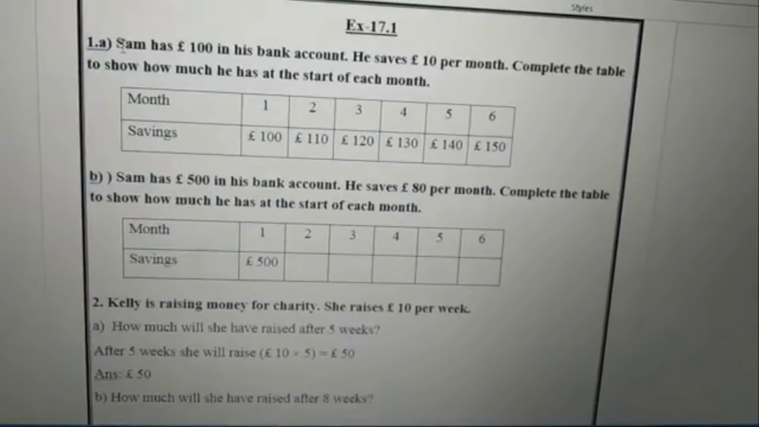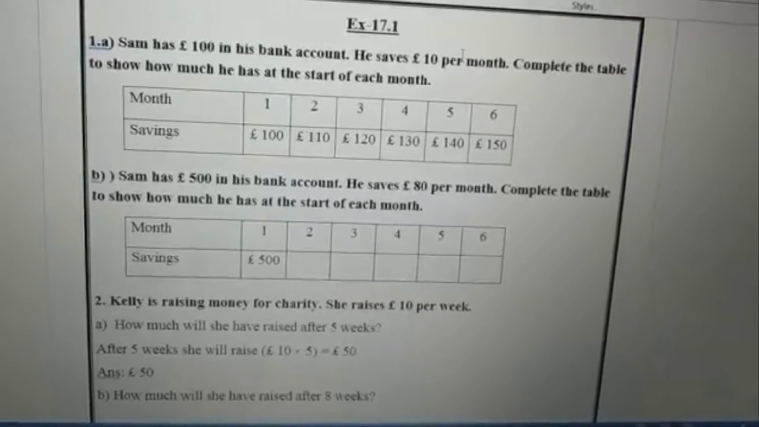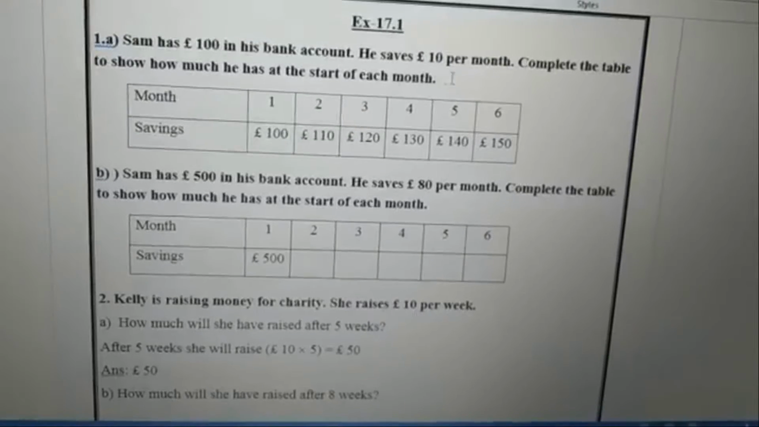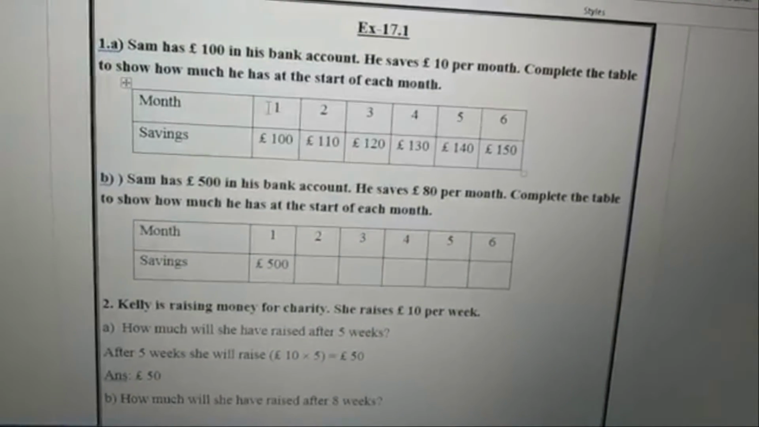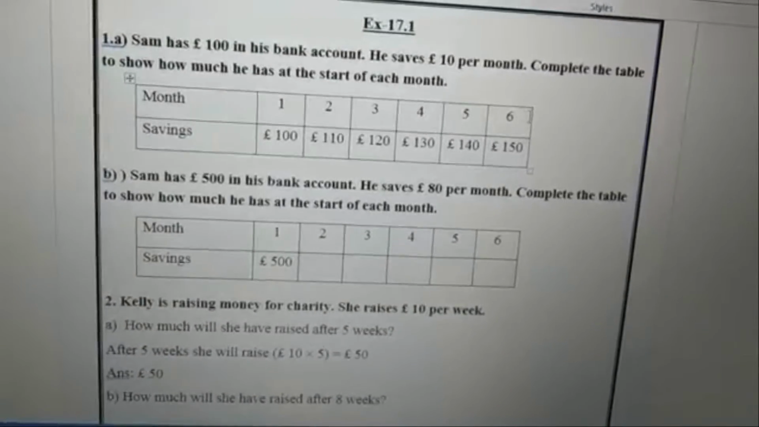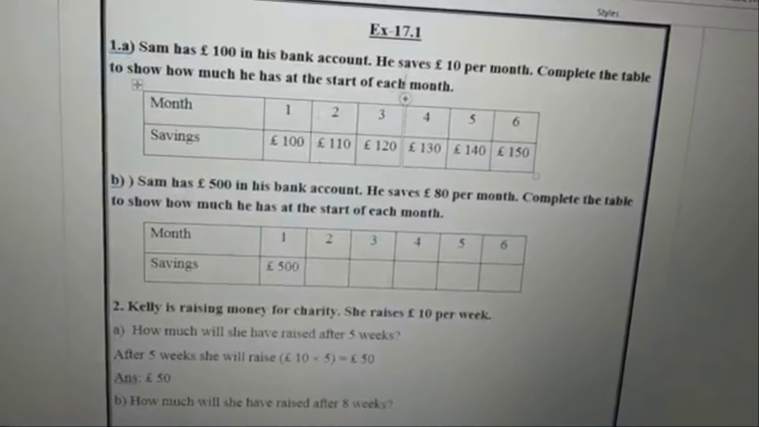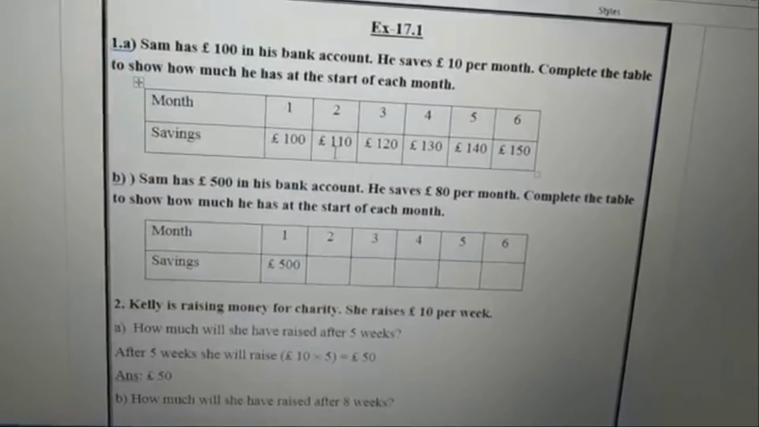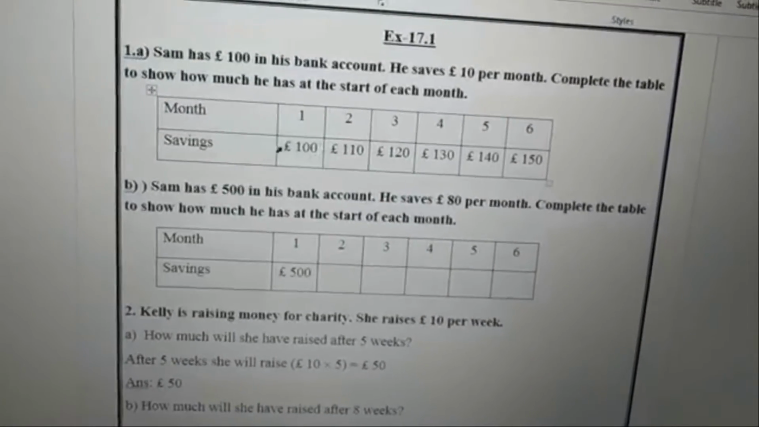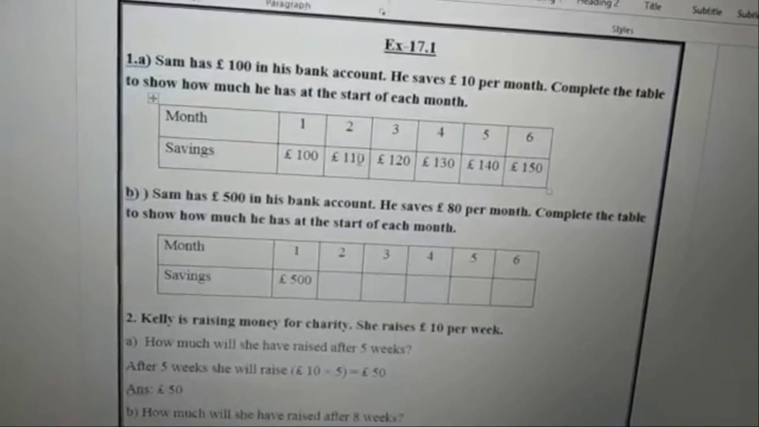Question number 1A. Sam has £100 in his bank account. He saves £10 per month. Complete the table to show how much he has at the start of each month. So here we will see how much money he can save in 6 months. The first month the starting amount is £100 and he saves £10 per month. So for the second month we have to add 10 with this initial amount. It is £100. So in the second month his amount will be 110.